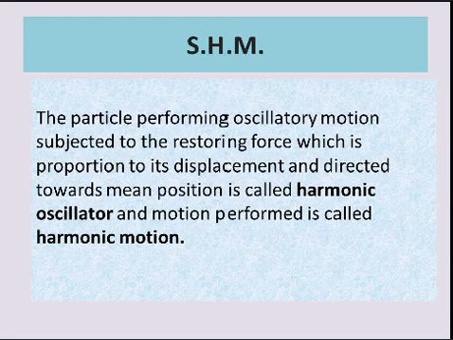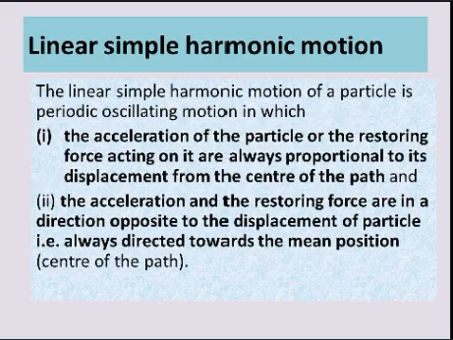As I already told, the minus sign indicates that it is always directed towards the mean position. A restoring force is developed so that it tries to bring back the body to the original position. And here F is equal to minus kx, where F is the force, k is the force constant, and x is the displacement. The minus sign indicates that it is always directed towards the mean position, and it is called a harmonic oscillator. Any particle which performs such motion, we can say that it is a harmonic oscillator, and the motion performed is called harmonic motion. Linear simple harmonic motion.